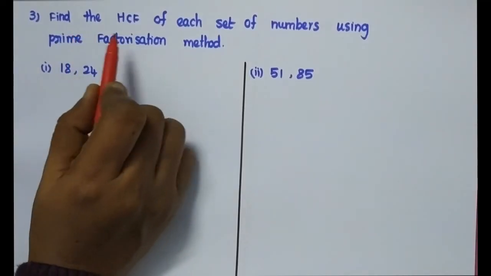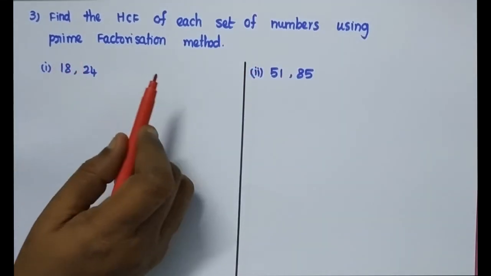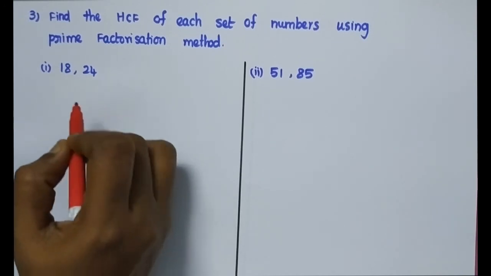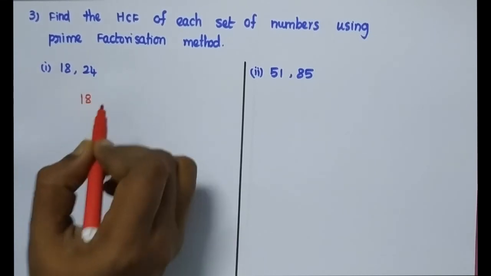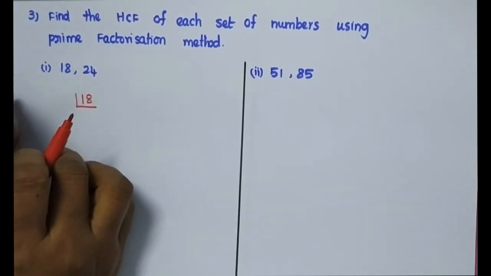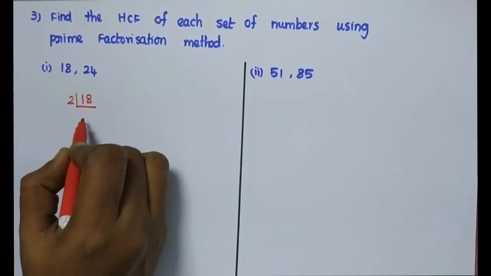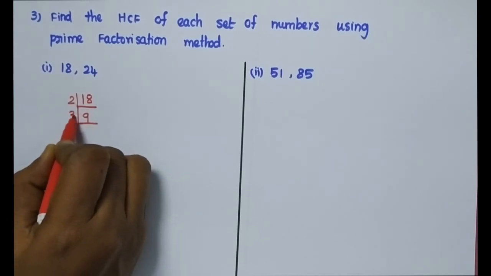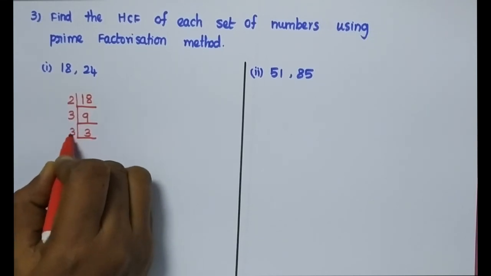Third question, find the HCF of each set of numbers using the prime factorization method. Prime factorization method, we know that very well. First sum, 18 and 24. So 18, it is divisible by 2. Divided by 2 means we get 9. 9 is divisible by 3, so 3 times. Again divided by 3, we get 1.